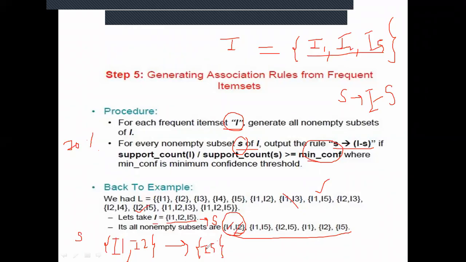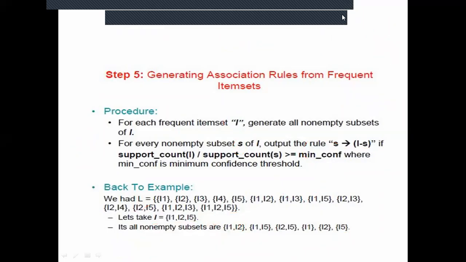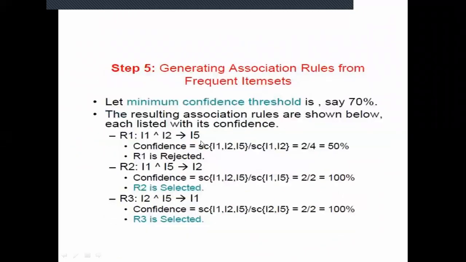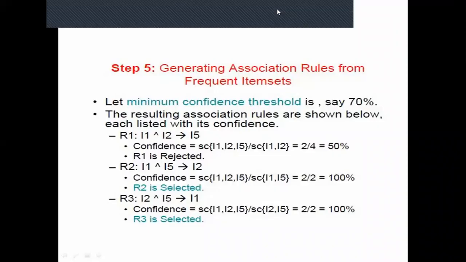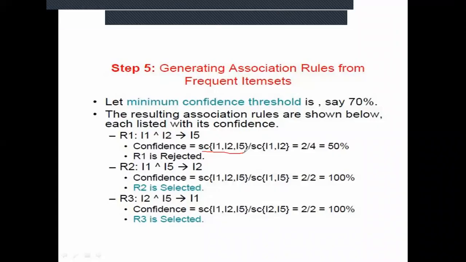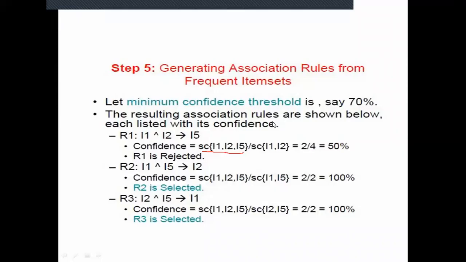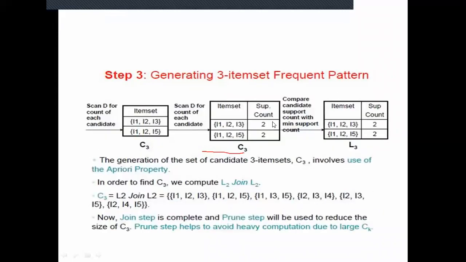But I can take this rule if and only if the support count of I divided by the support count of this S is greater than or equal to 70%. That I have done in the next slide. Just find out what the support count is. I can take this rule if and only if the support count of I1, I2, I5, that we have already done, you can see over here. I1, I2, I5, what is the support count?